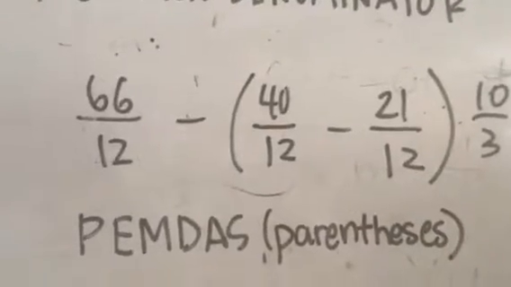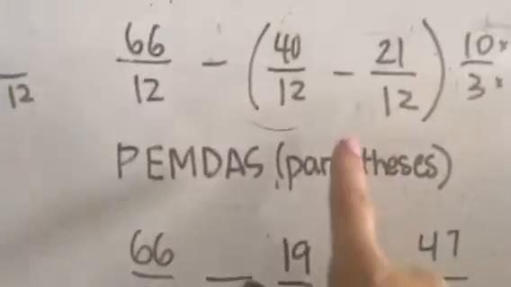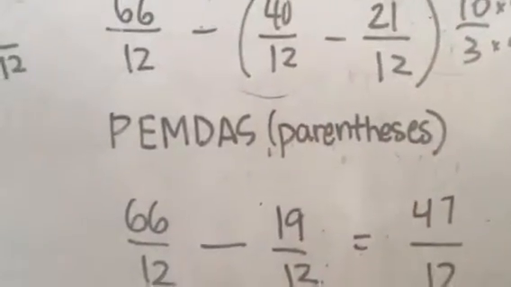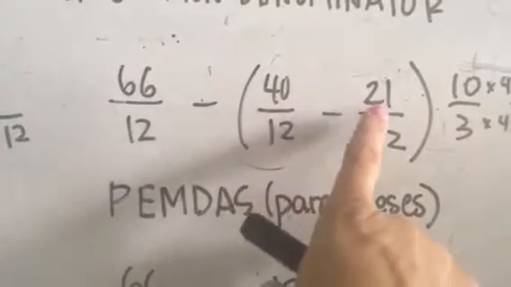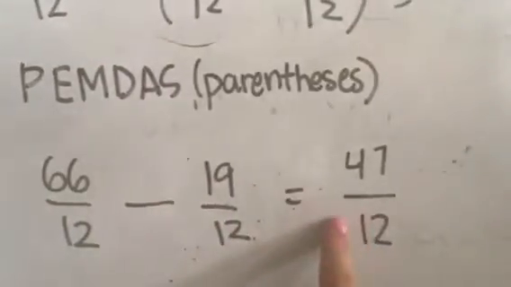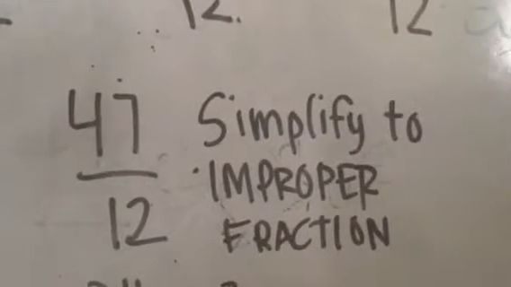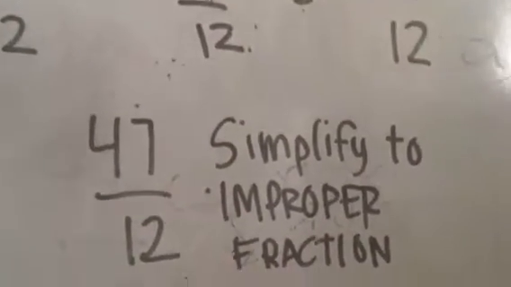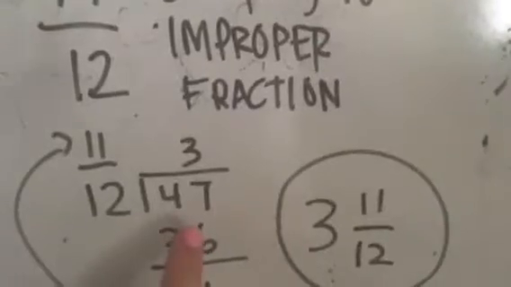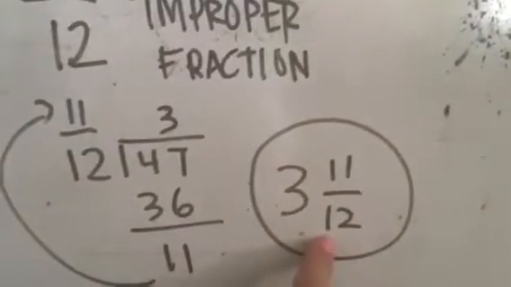We now have to do our PEMDAS to find out which order of operations, and that's going to be parentheses first. So we've got 66 twelfths, that's going to remain, just drop down there, minus 19 twelfths, which is the answer of 40 minus 21 is 19 twelfths. 66 twelfths minus 19 twelfths is 47 twelfths. We'll take that and we'll simplify it to a mixed number, because we know that 47 twelfths is the same as 47 divided by 12. So if we do 47 divided by 12, we get 3 and 11 twelfths, and that is our answer.